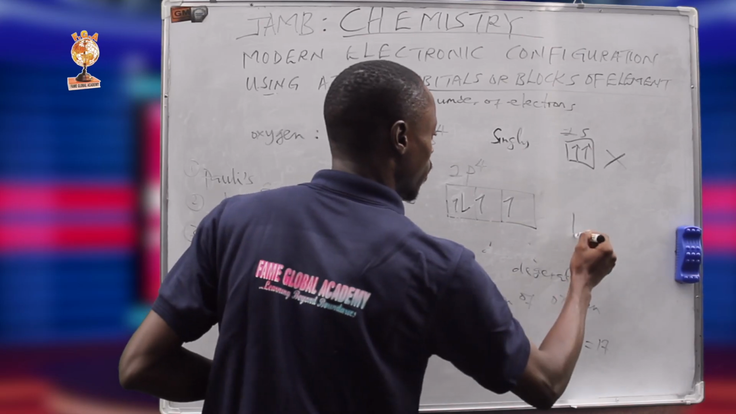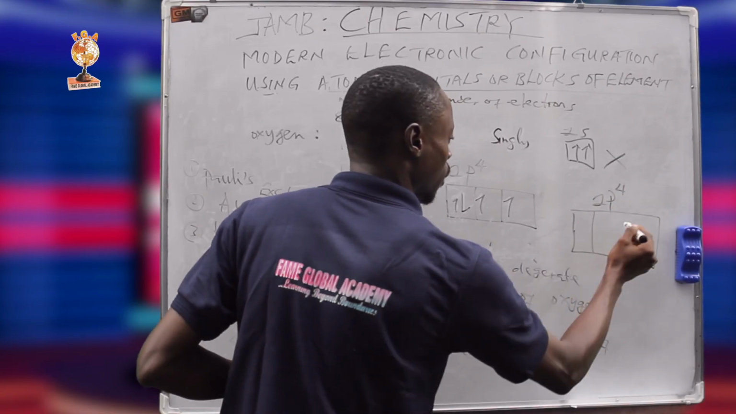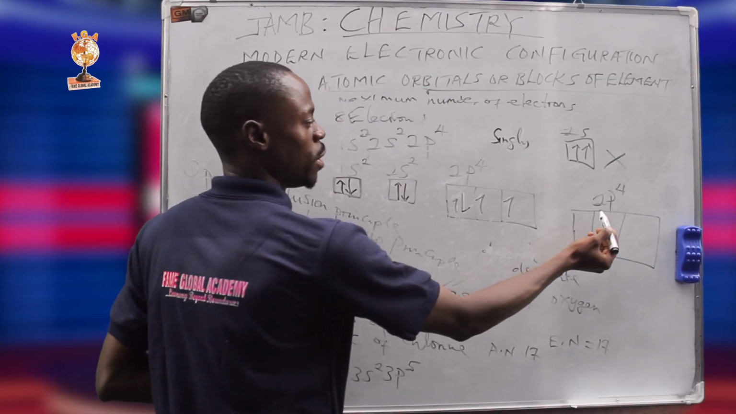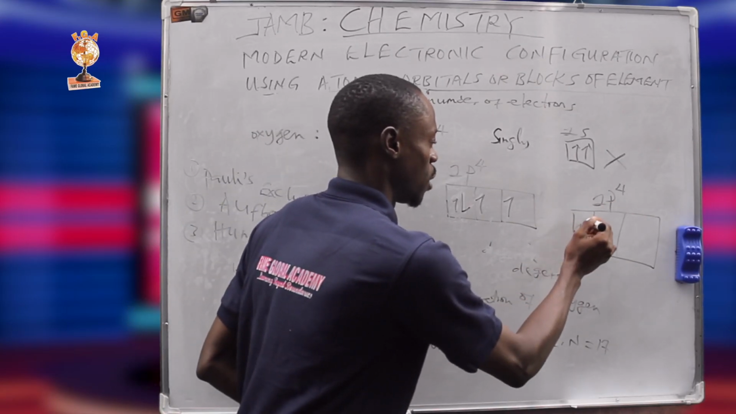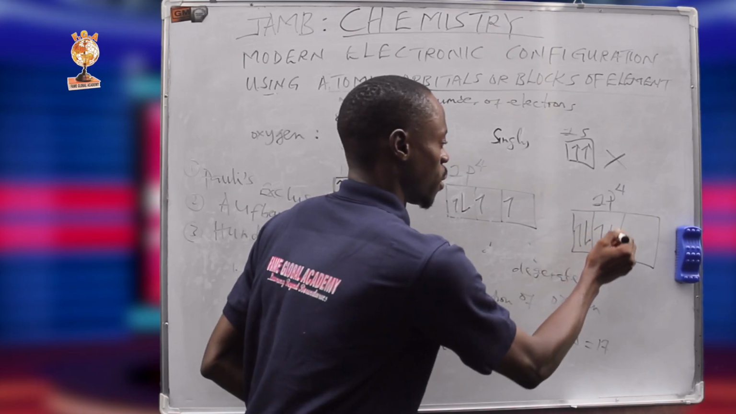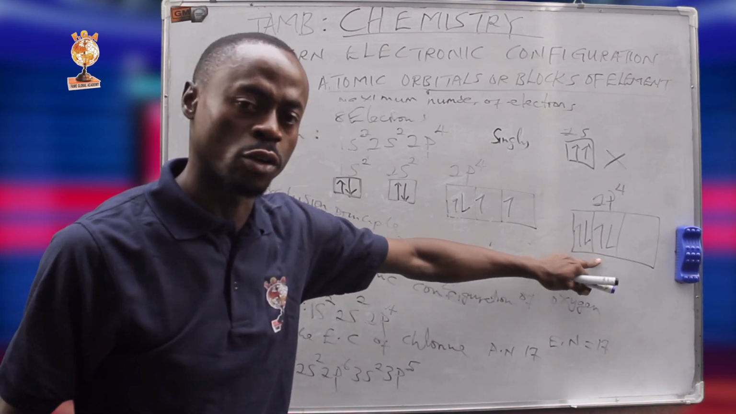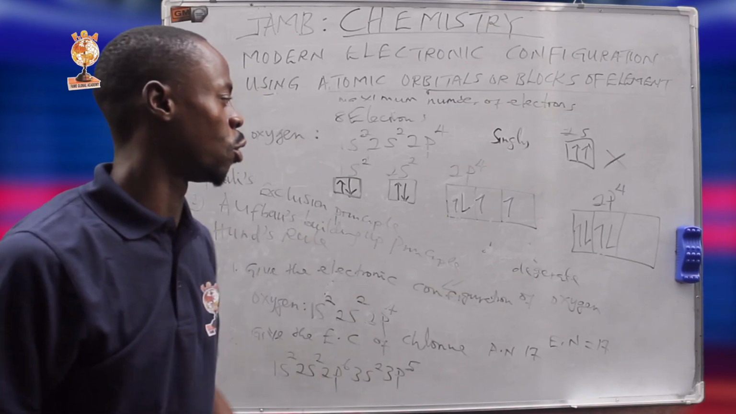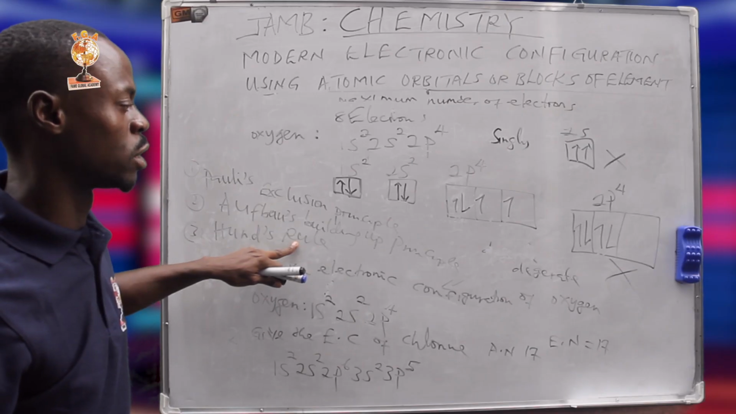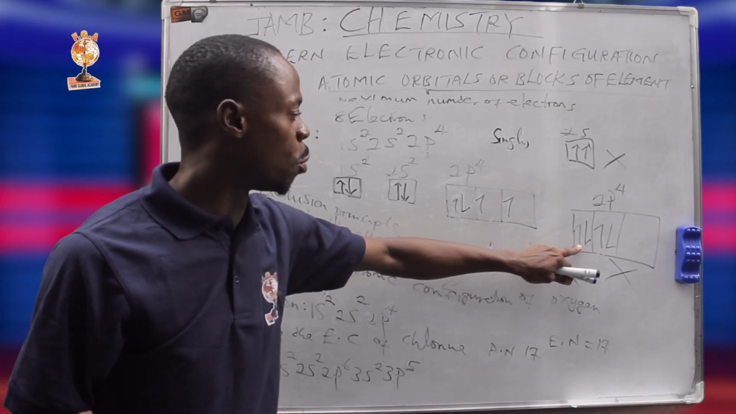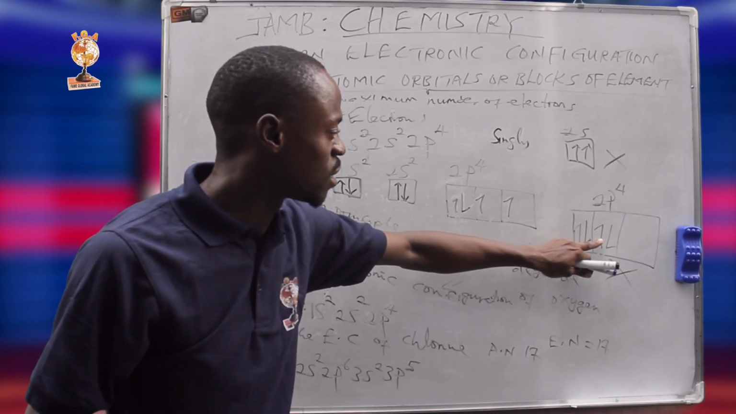What's wrong with this representation? Let's assume that a student has written something like this. Maybe he or she wants to attempt filling these 4 electrons, and we're having something like this: 1, 2, 3, 4. This is wrong. When you see this type of representation, you can be asked, this representation contravenes which law? This representation contravenes Hund's rule of maximum multiplicity, because the student went ahead to pair electrons in a suborbital without representing them singly first.